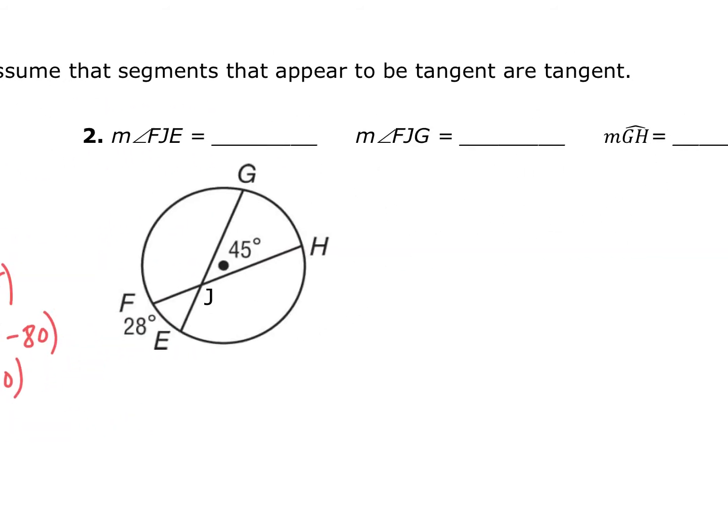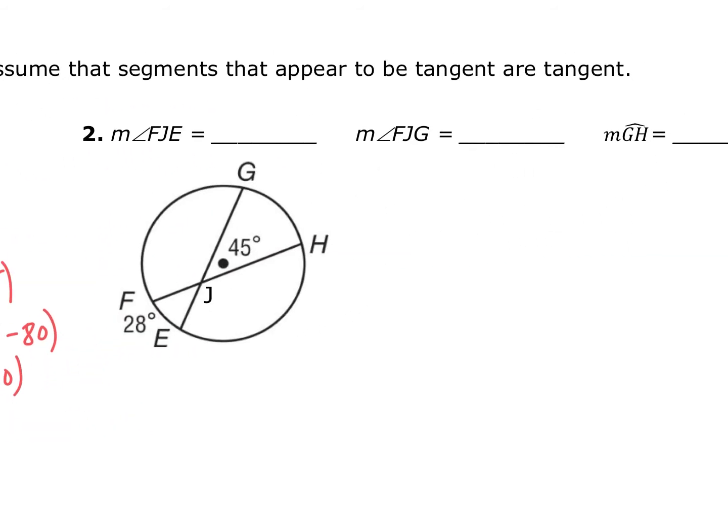All right, for this next one, we want to find the measure of angle FJE. All right, so I know I want to find this angle here. We're also going to find the measure of angle FJG, so another angle. And we want to find the measure of arc GH. So this arc right here, we're going to find. I can see right away that angle FJE is a vertical angle to this 45 degree angle. So I know right away that this is 45 degrees.